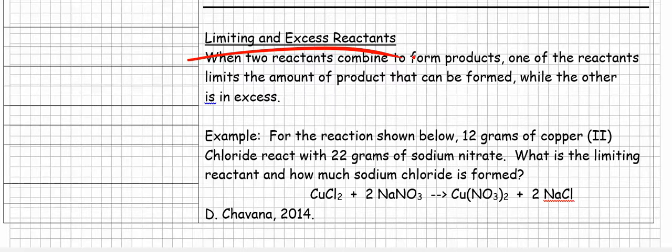Let's take this analogy. Let's just say, for example, that you're having a peanut butter and jelly sandwich party at your house this afternoon, and you want to know how many people you can invite to the party. How do we go about this?